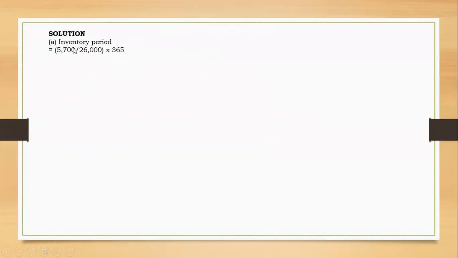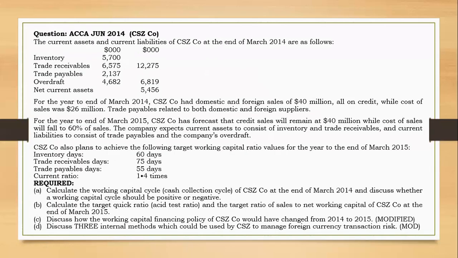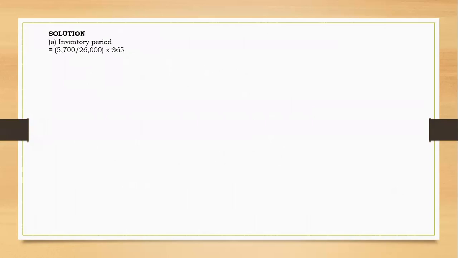So inventory, that is 5,700, over cost of sales, that is 26,000. You know, the figures were held in thousands here. If you go to the question, here we had inventory of 5,700, and then you had the cost of sales that were 26 million. So if you also hold the 1,000, you have 26,000. All right. So just come down here and plug into your formula, and you'd have 80 days.